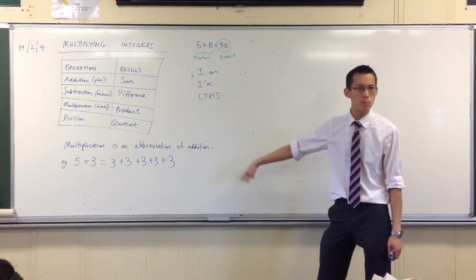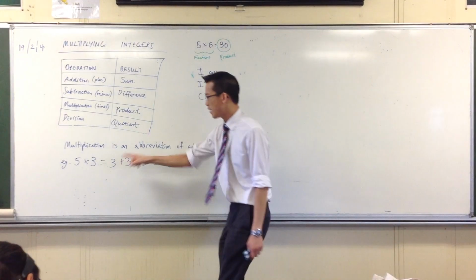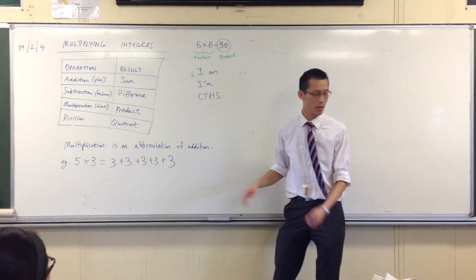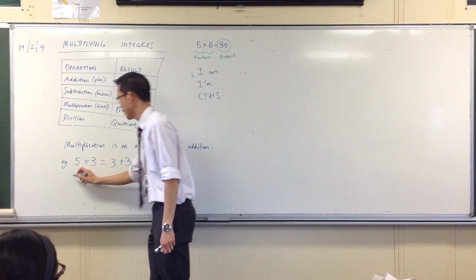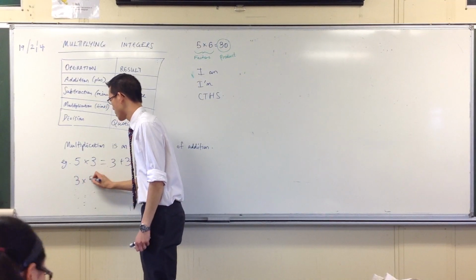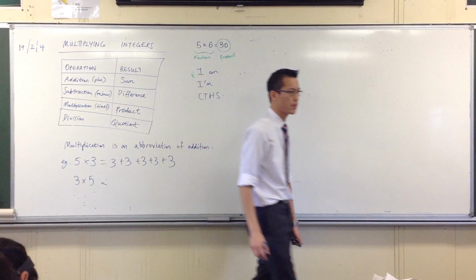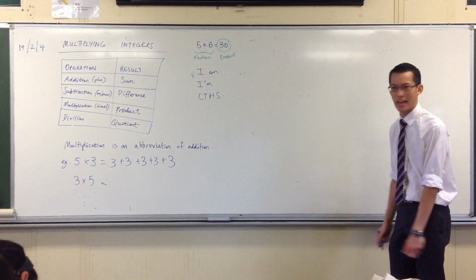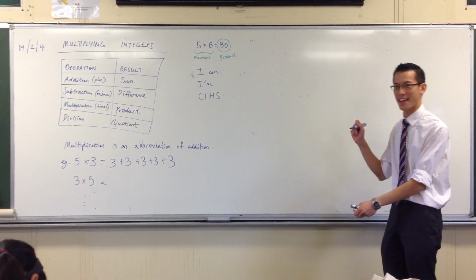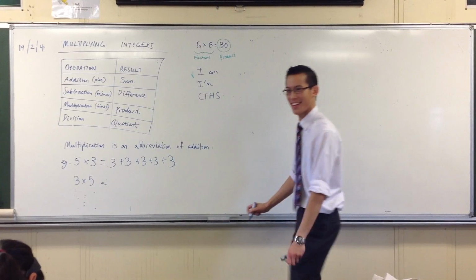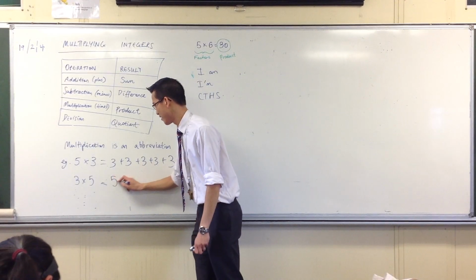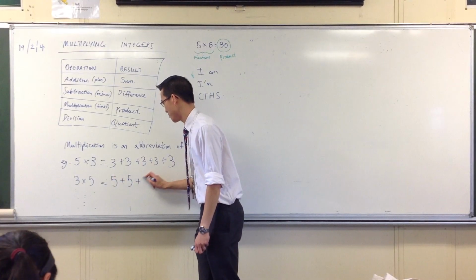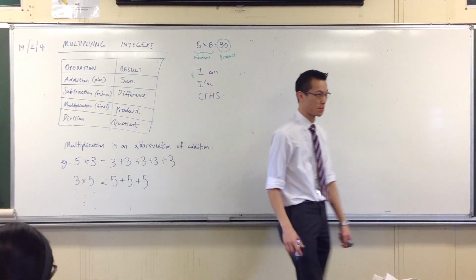Now, I'm going to keep exploring this idea here. 5 times 3, that's how I write it. Okay, how about 3 times 5? What's 3 times 5? Now, how would I write it? Before you tell me the answer, how would I write it? 5 plus 5 plus 5. Good. Now, it is a bit shorter than the previous one, but still long.